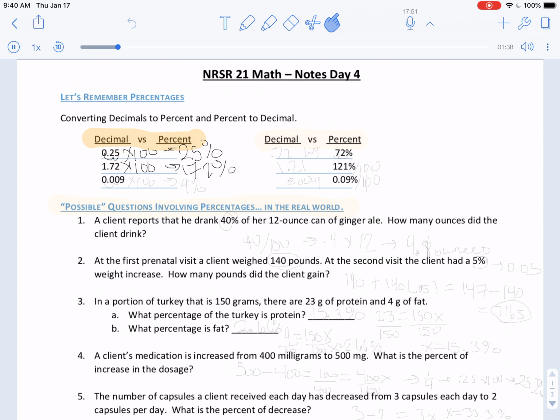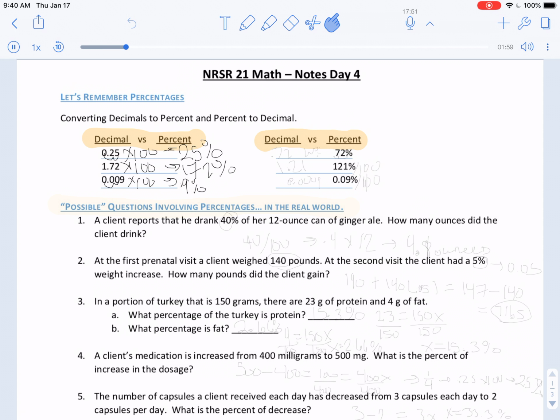And then for your last example right over here, you just move the decimal place again over twice, multiplying by 100, then you get 0.9%. And then on the right side right over here, we're going to change the percentages into decimals.